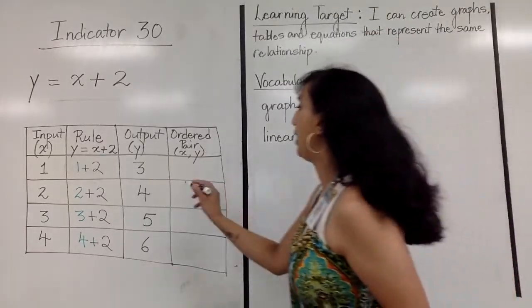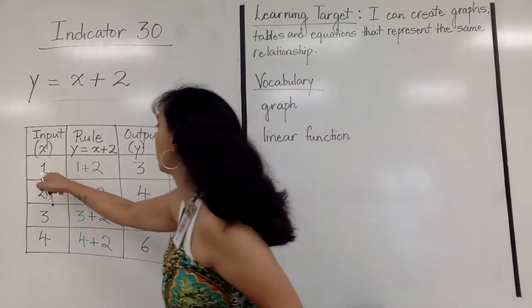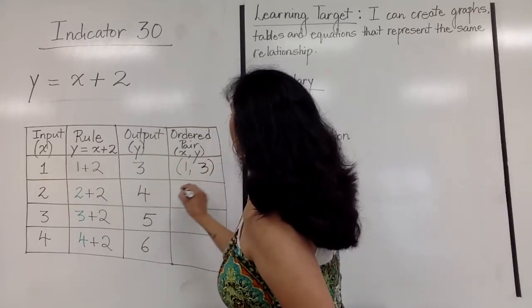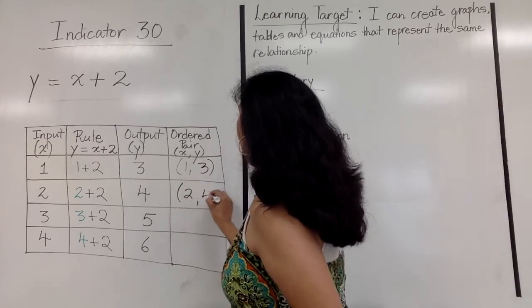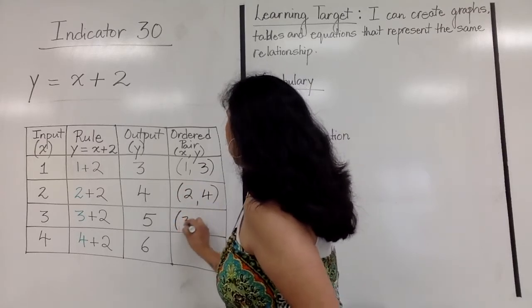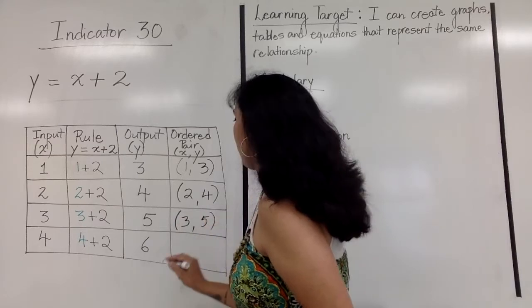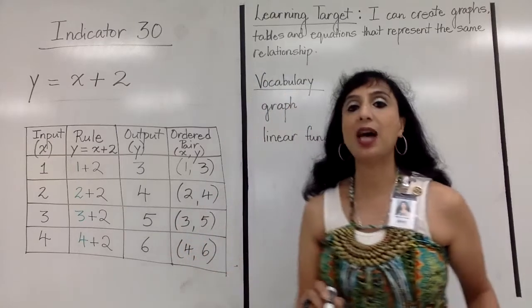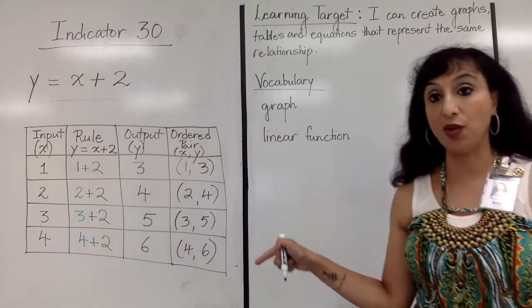Now, the ordered pair is your x and your y. So you get 1 and 3. For 2, you have 4. When x is 3, y is 5. When x is 4, y is 6. So this is how you make your ordered pairs.